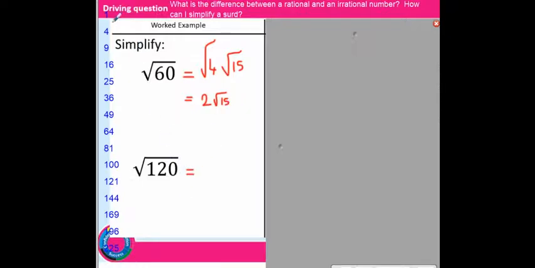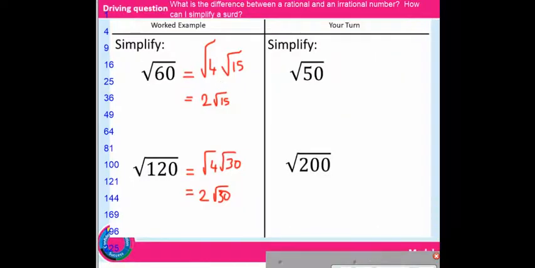Again, for root 120, we're going to look for a factor that's a square number, the highest factor. 4 goes in, 9 doesn't, 16 doesn't, 25 doesn't. 4 is the highest factor from this list that's a square number, so we'll say root 4 multiplied by root 30. Root 4 is the same as 2, and root 30, that's a surd. So the answer is 2 root 30. You guys have a go at these ones.